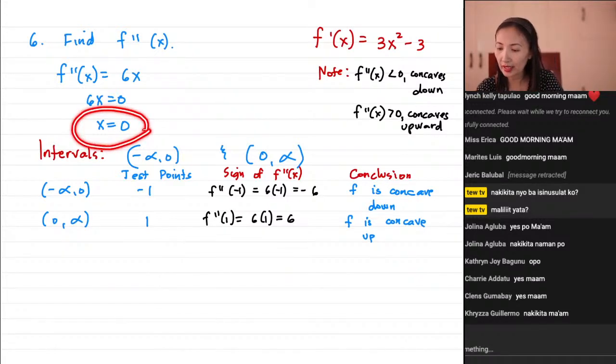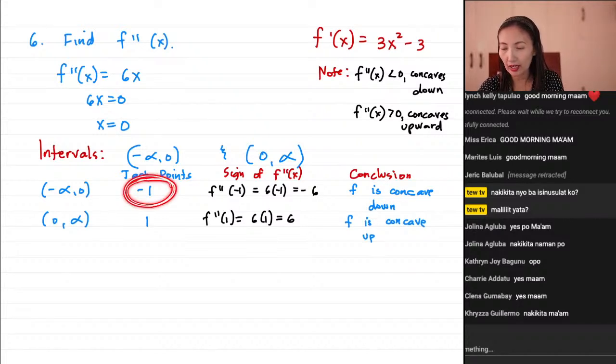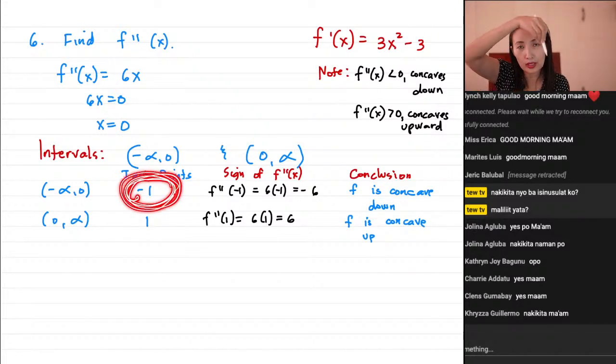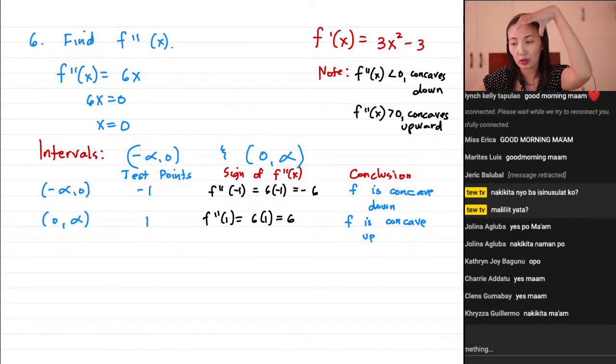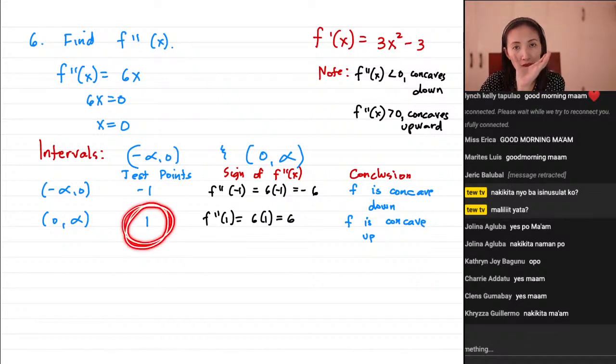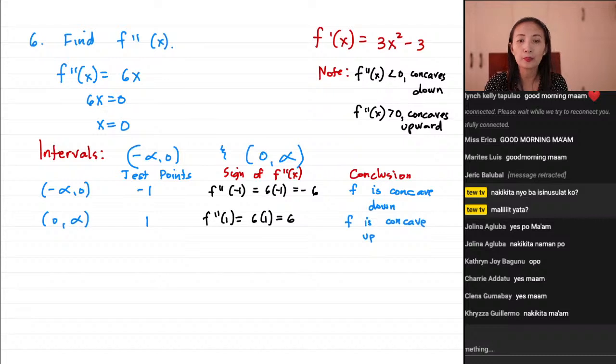At x equal to negative 1, what did we say? The function has a local max, so it is concave down. And at x equal to positive 1, the graph concaves upward. It's a local minimum. So let's combine all the information that we have now to sketch the graph. How would the graph look like?